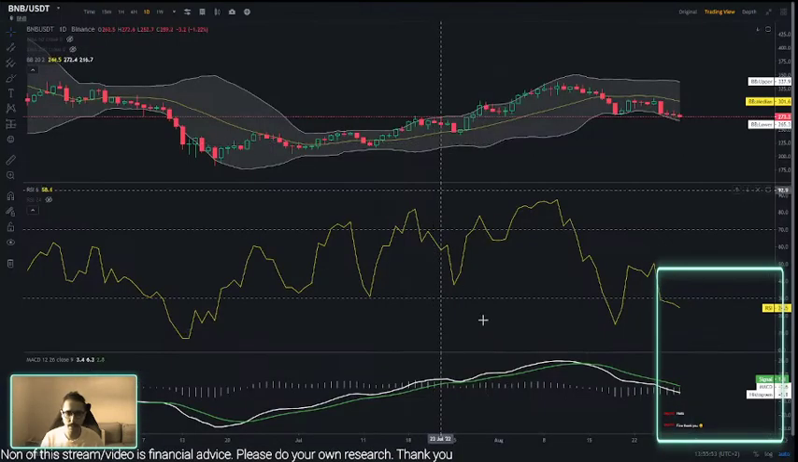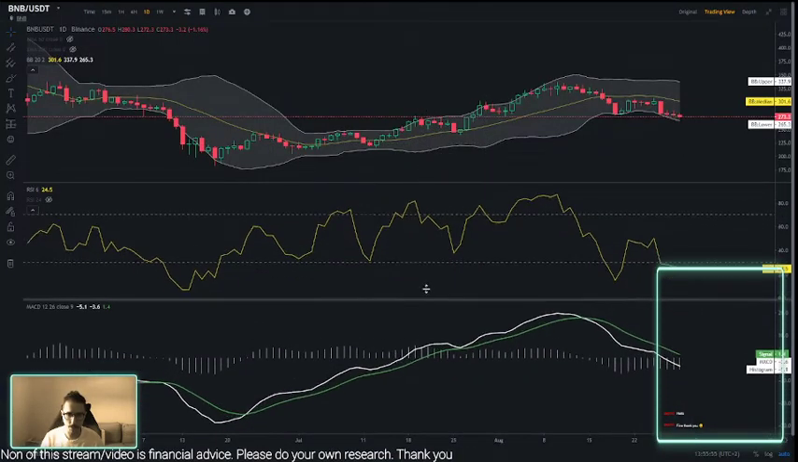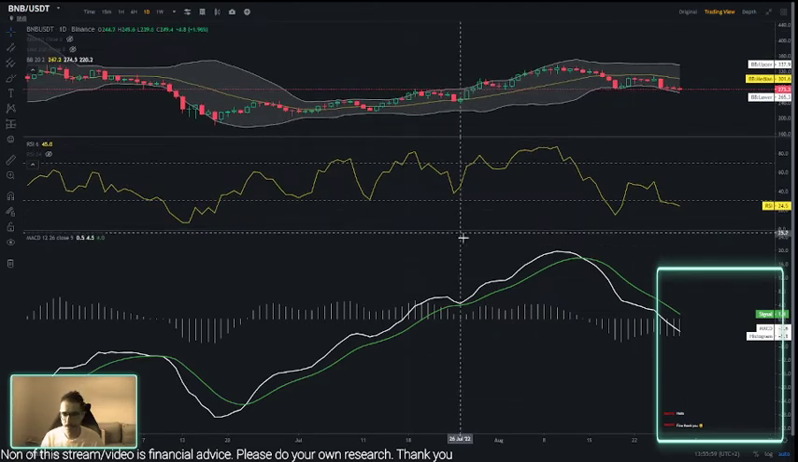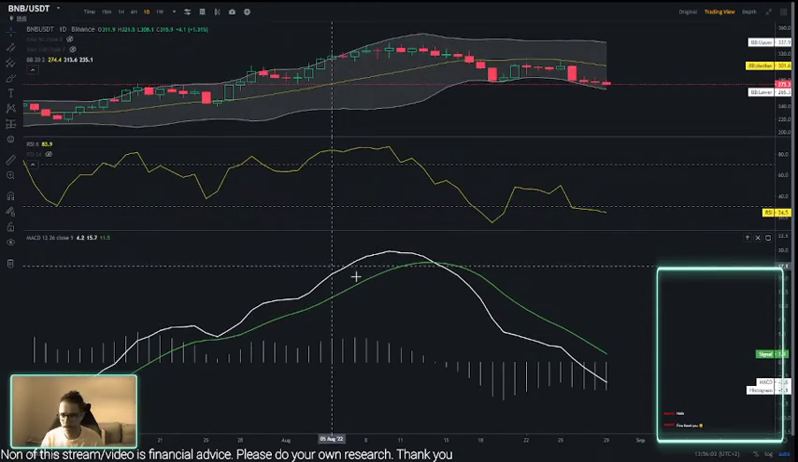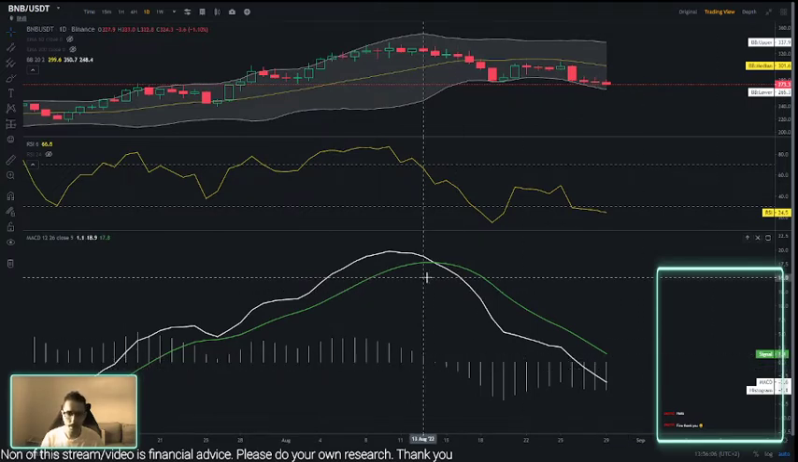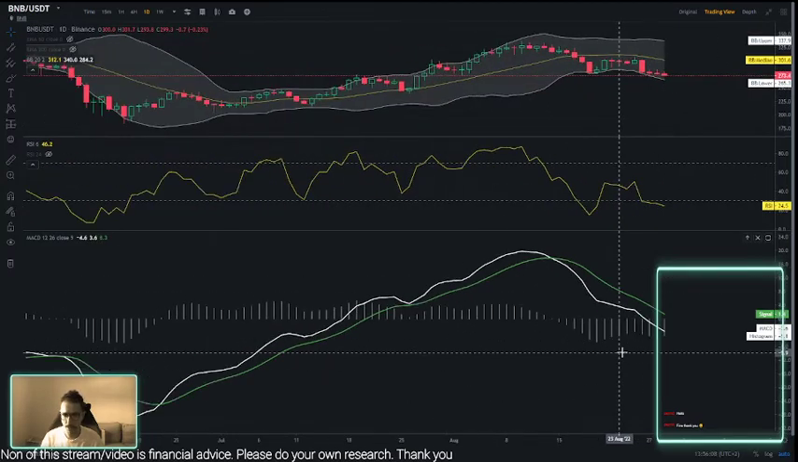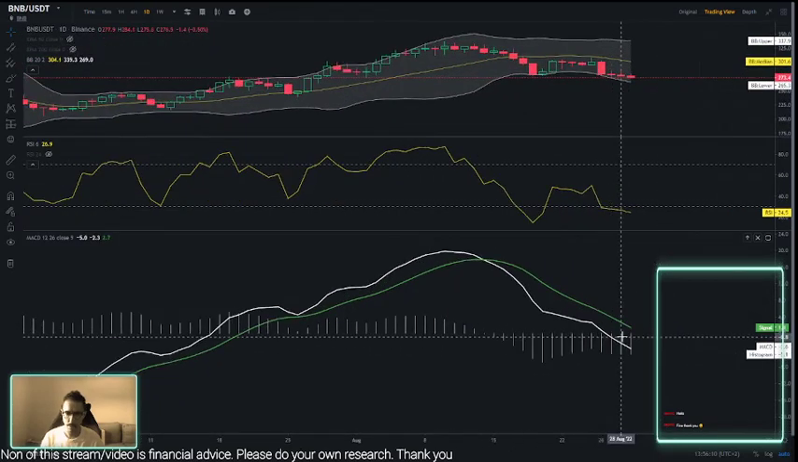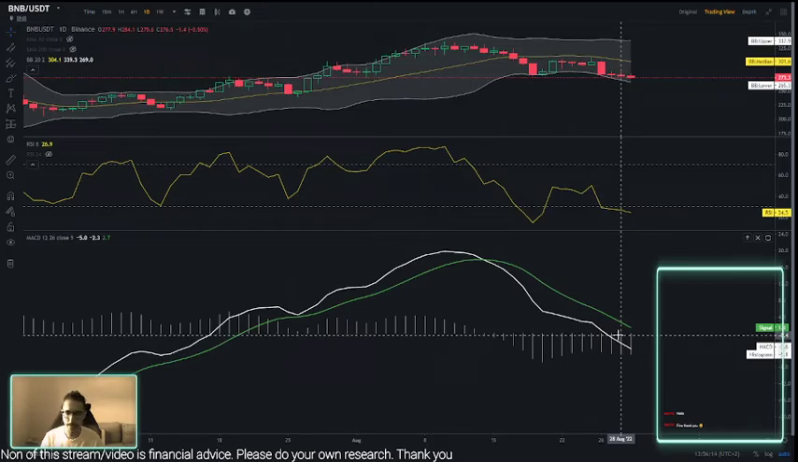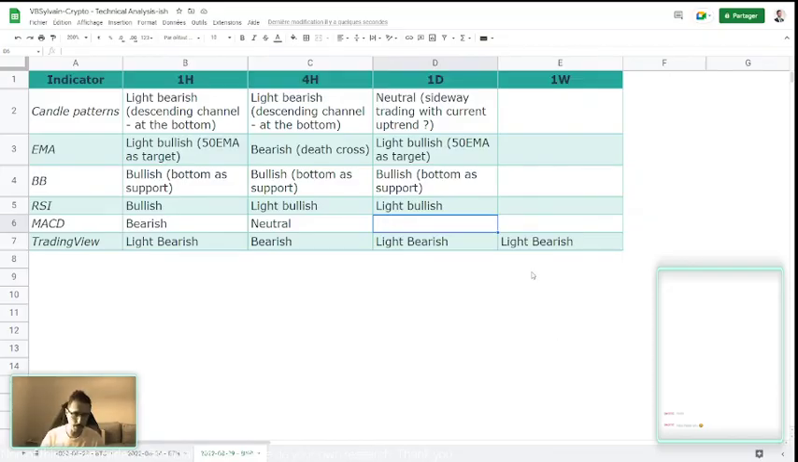Now the MACD, and then we're going to do the weekly quickly, without a lot of comments from my side. So we are in positive territory because we're over here, but we're definitely going on the downside. So again, hard to tell where we are, where we're going. I would go for light bearish here, like this one.